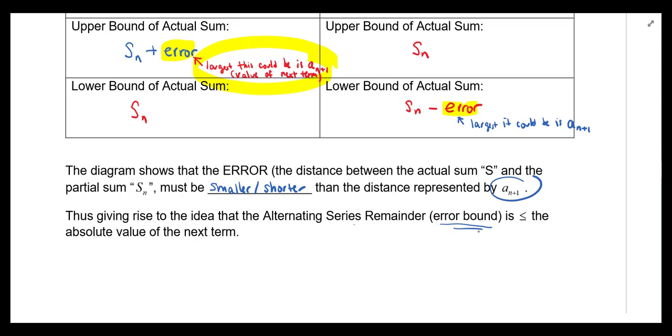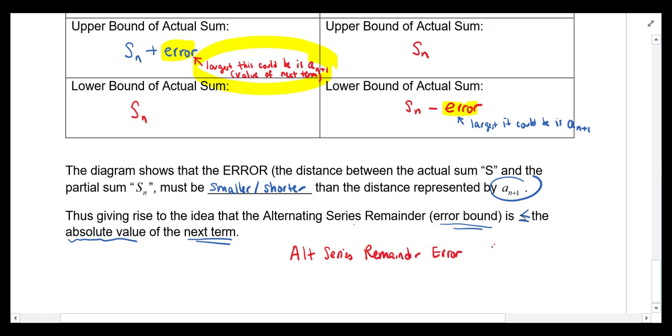Well, what is this? Well, it has to be less than or equal to the absolute value of the next term. Why the absolute value? Because once again, I don't know if it's going positive, going to the right, or negative, going to the left, but we know that the actual distance has to be less than or equal to that next term value. So how can I write this in symbols? The alternating series remainder, the error, must be less than or equal to the absolute value of the next term.